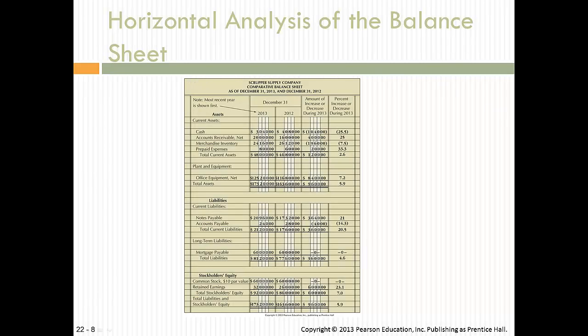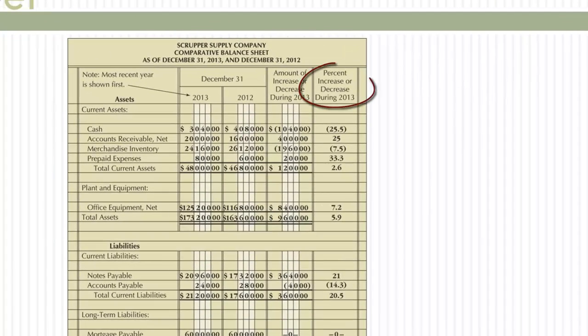This is an example of a comparative balance sheet and horizontal analysis. The last column is the percentage of increase or decrease from one year to the next. For example, cash decreased by 25.5% and accounts receivable increased by 25%.